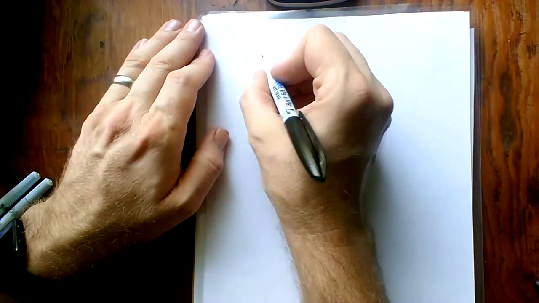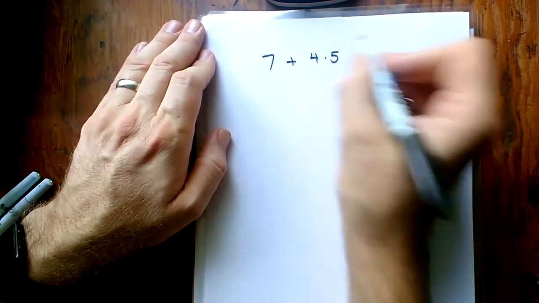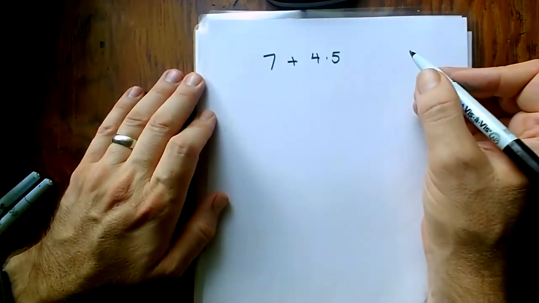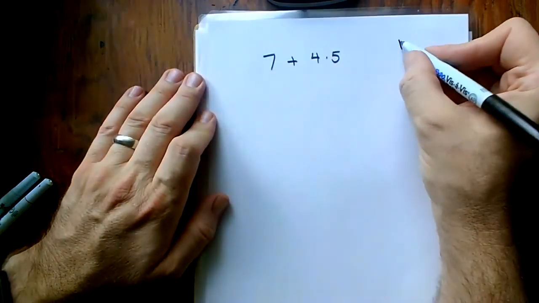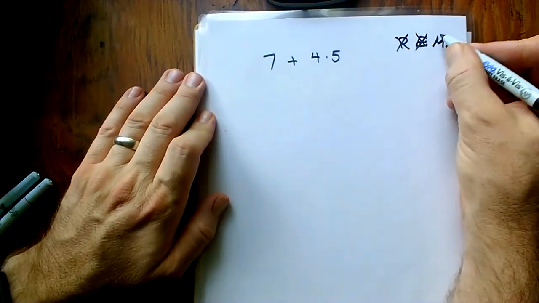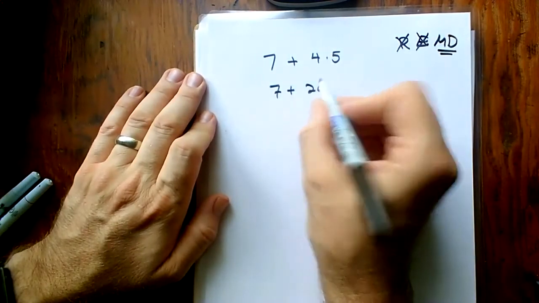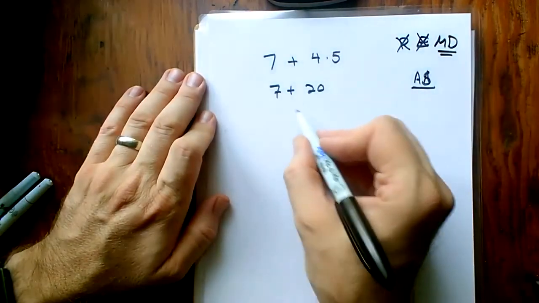Let's do another one. Let's say we've got 7 plus 4 times 5. I don't have any parentheses and I don't have any exponents, and it's tempting to just do 7 plus 4. But remember, I've got no parentheses and no exponents, but I need to do my multiplication and division next. So 4 times 5 is going to be 20. And then, last but not least, we do our addition and subtraction. In this case, 7 plus 20 is going to be 27.